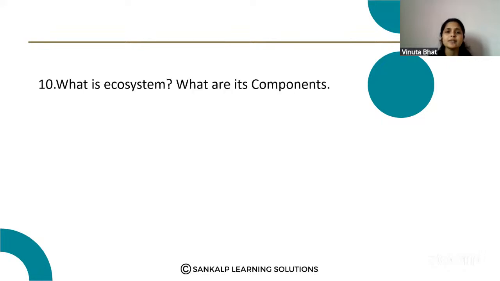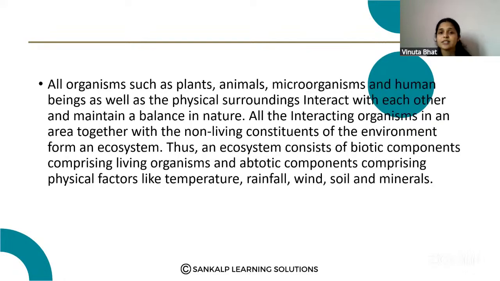Next question. What is an ecosystem? What are its components? Please note down the question. This is a 2-mark question. Here, all the organisms such as plants, animals, microorganisms, human beings, as well as some physical surroundings interact with each other and maintain the balance in nature. So all these interacting organisms in the area together form an ecosystem.